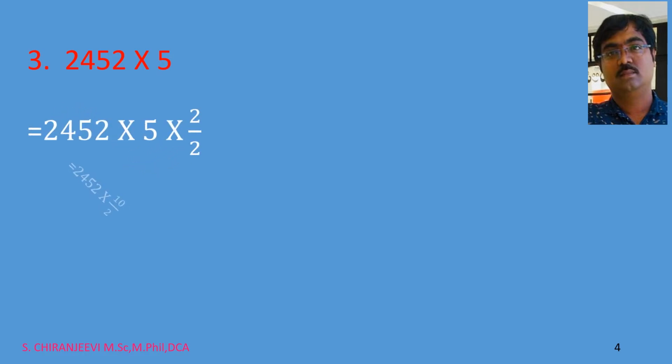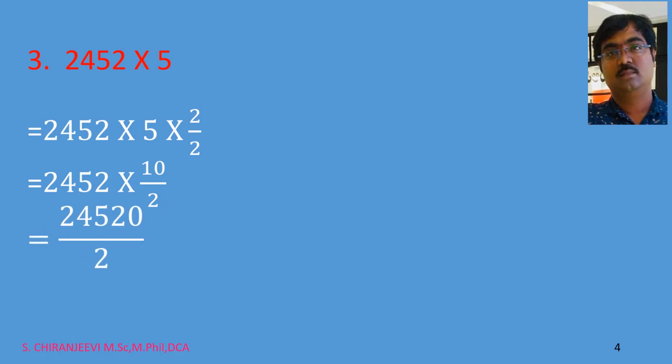Next problem, 2452 into 5. 2452 into 5 into 2 divided by 2 can be taken as 2452 into 10 divided by 2. So if you multiply, you will get 24520 divided by 2. So dividing by 2 will become 12260. So here multiplication of 5 will be very easy when you multiply with 2 and divide by 2.